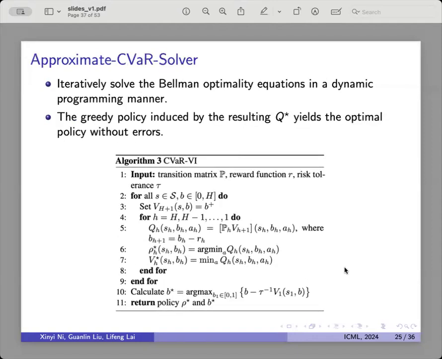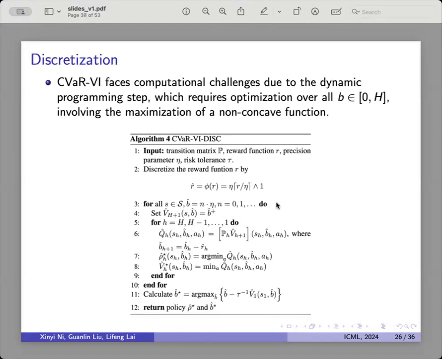Now we introduce more about the approximate CVaR solver. It iteratively solves the Bellman optimality equations in a dynamic programming manner. The greedy policy induced by the resulting Q star actually yields the optimal policy without errors. However, we notice that the initial budget B is continuous, which means our CVaR VI algorithm actually faces computational challenges.